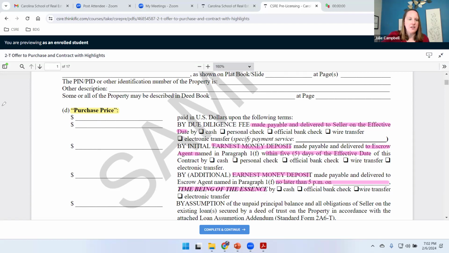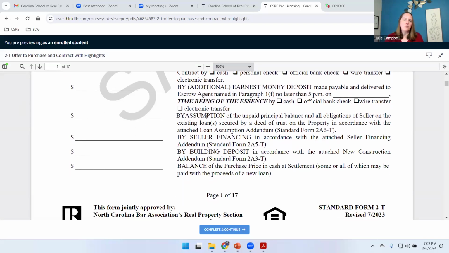So we have our due diligence fee, our earnest money, however the parties want to agree. You may also have, we'll talk a little bit about a loan assumption. This would be if the buyer is assuming the seller's loan. If the buyer's assuming the seller's loan, they're taking over the seller's loan payment. We'll talk a little bit more about that when we get into finance. The seller could be acting as the bank, seller financing. If it's new construction, we could be looking at a building deposit.